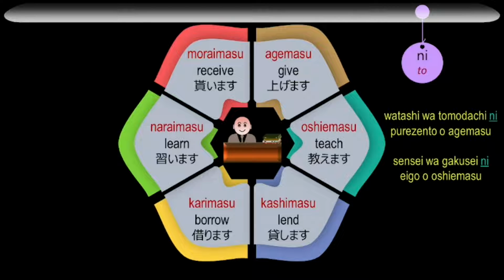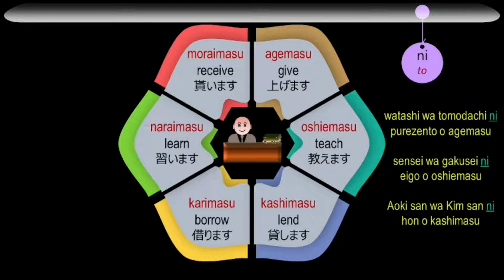Let me give you one more example. Hon means book and kashimasu means to lend. To say that Mr. Aoki will lend a book to Mr. Kim, in Japanese it will be Aoki-san wa Kim-san ni hon o kashimasu. The action of lending is directed to Mr. Kim, and therefore the particle ni has to be placed after Kim-san.